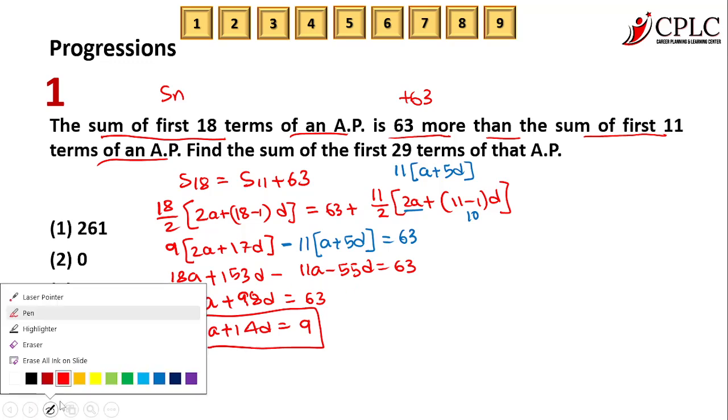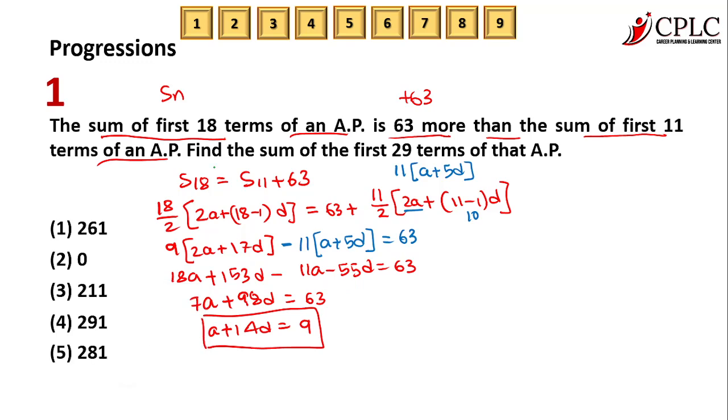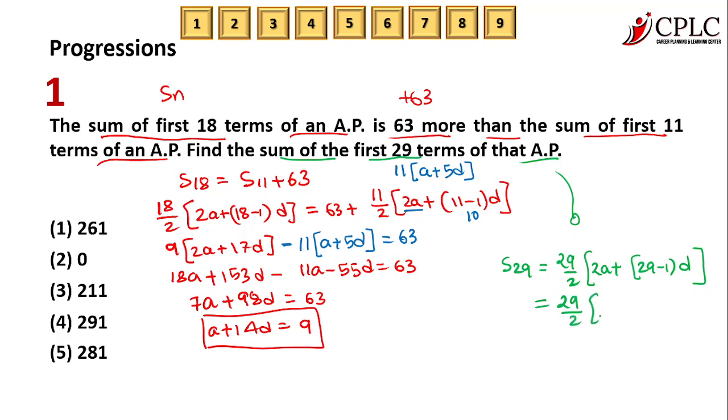And then let's read the question again, which says find the sum of first 29 terms of the AP. So the sum of first 29 terms is going to be S29, and the formula for that is 29 by 2, 2A plus 29 minus 1 D, basically. Now 29 by 2, and this becomes 2A plus 28D. So again, if we divide by that 2 inside, it becomes 29 into A plus 14D.